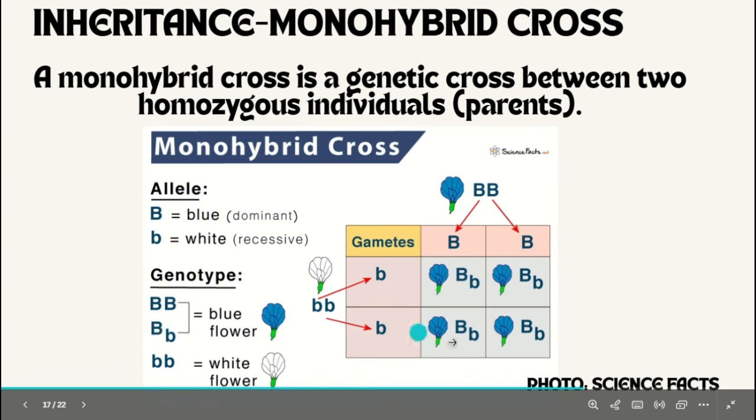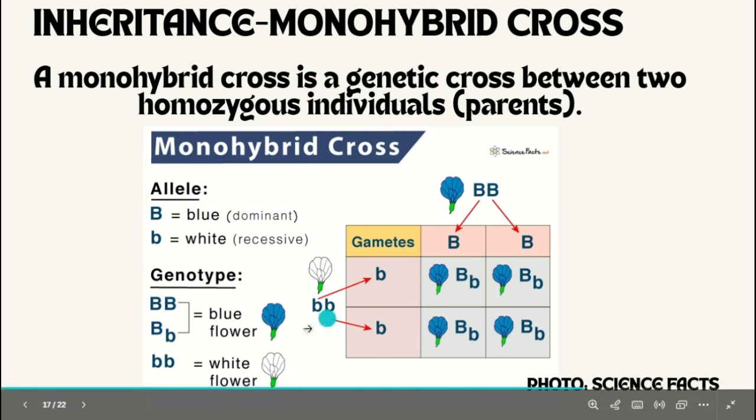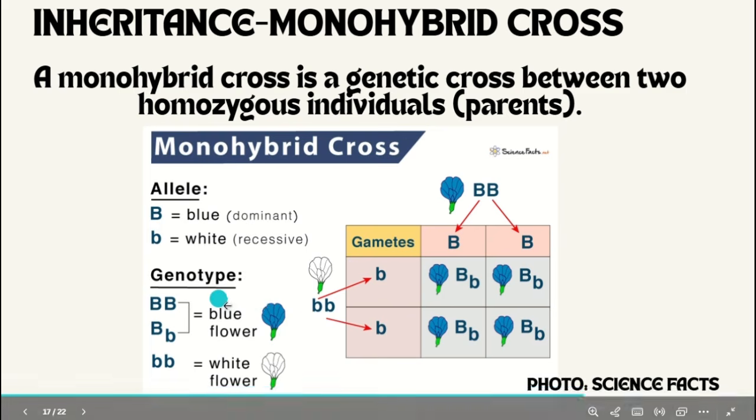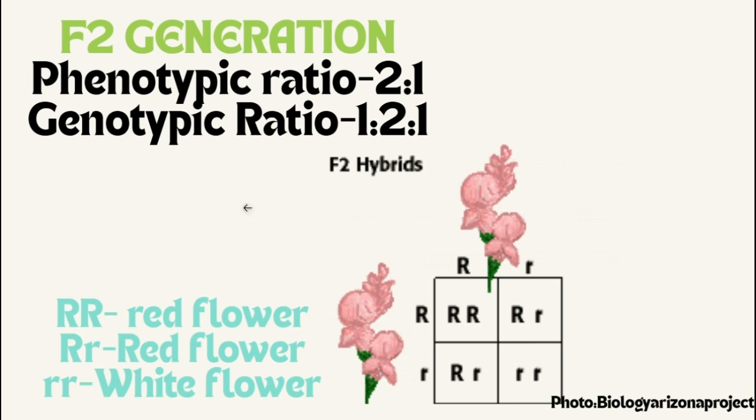As you can see, this is the genotype. All of these flowers have the trait for white flowers, but it's not expressed because the dominant one overpowers it. So I get 100% blue flowers, and for the genotype, 100% big B, little b, and for the phenotype, 100% blue flowers. Where things get more differentiated with our monohybrid crosses is when we go down to the F2 generation, which is basically the second generation.